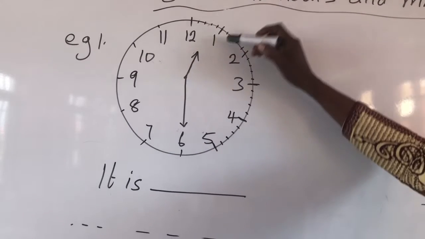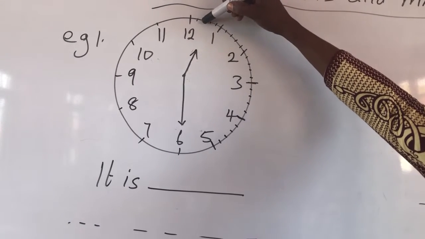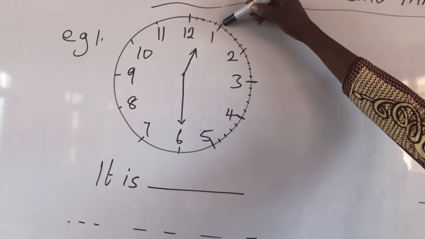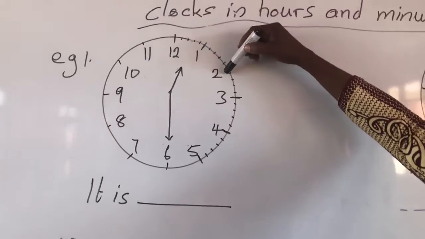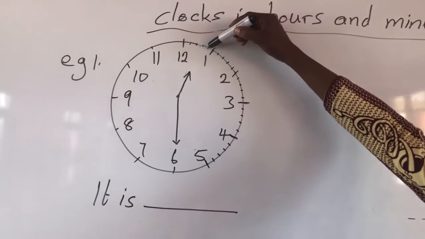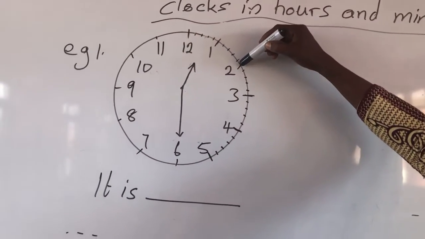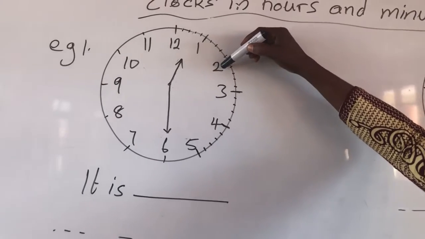And we know our multiplication table: 5 ones are 5. So when you count 1, 2, 3, 4, 5. 5 ones are 5. 5 twos are 10. Let's see if it is really 10. 1, 2, 3, 4, 5, 6, 7, 8, 9, 10. So 5 twos are really 10.